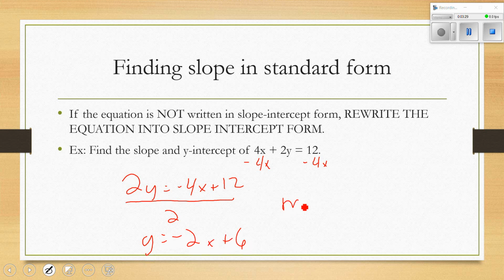That means our slope is going to be the number in front of x, or negative 2, and our y-intercept is going to be at 0, b, or 0, 6. And those are the only ways you might have to solve for slope or y-intercept.